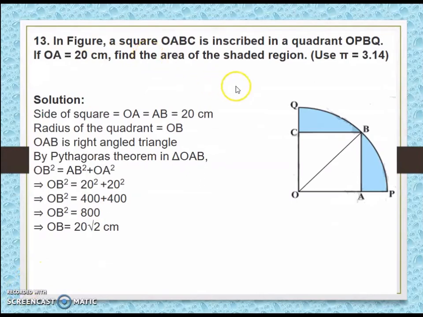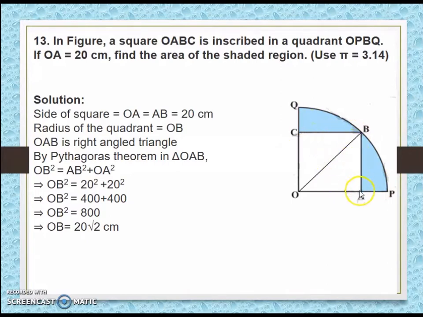The 13th problem, a quadrant is given to you, this quadrant, and inside that a square has been inscribed, that is OACB. This is the square. OA is equal to 20 centimeter. Find the area of the shaded region. So again, the shaded region's area will be area of the quadrant minus area of the square.